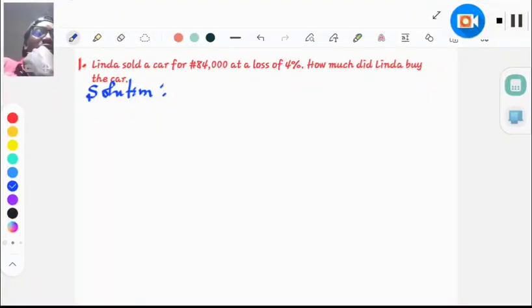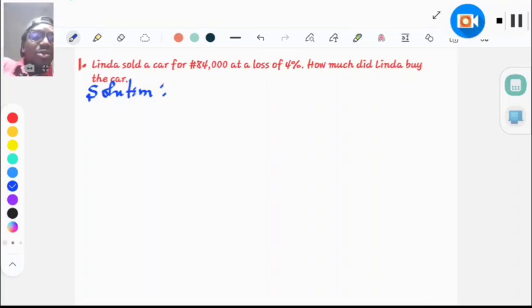So we have some past questions that we are going to be solving, and the first one is on loss percentage. It says Linda sold a car for 84,000 naira at a loss of 4%. Now the question says, how much did Linda buy the car?